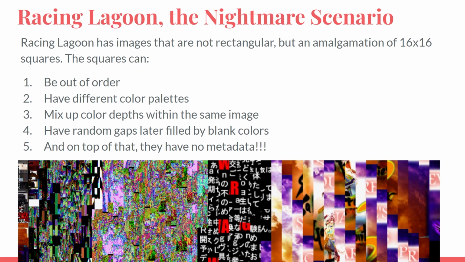Now let me talk about the absolute worst case scenario that I've ever come across on a video game that I was trying to translate. These are images in Racing Lagoon. And first of all, these images are not rectangular. Instead, they're a sequence of small squares that are sometimes out of order. Sometimes they have different color palettes in different parts of the image. Sometimes they mix up color depths within the same image. So parts of it will be 4-bit and parts of it will be 8-bit, kind of randomly. They'll have gaps that are filled by blank colors, which complicates things even further.